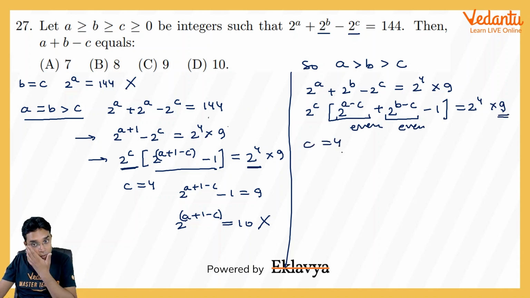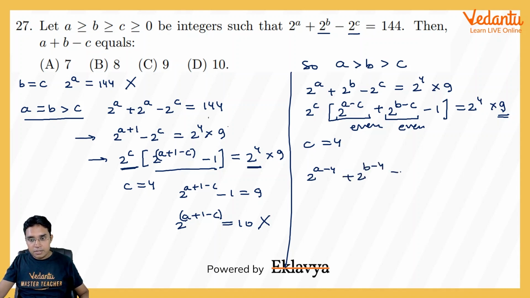So what we are going to get here is that 2 power a minus 4, as c we have found out as 4, plus 2 power b minus 4 is equal to 10. Or let me write this as 2 power a plus 2 power b, and let me multiply by 2 power 4 both sides, so it will become 160. Now once again I can write this as 2 power 5 into 5.